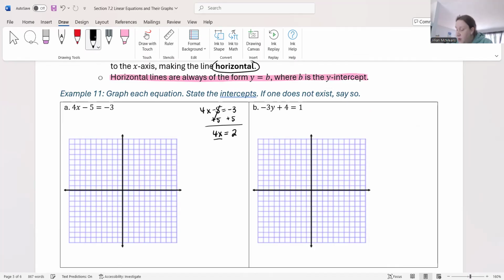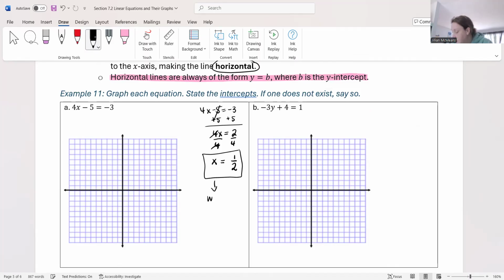And then with the 4, I need to divide both sides by 4. I need to undo that multiplication of 4 and x. So I divide both sides by 4. 4 divided by 4 is 1. 1 times x is x. And 2 divided by 4 is 1 half. Okay, so we have an equation that has only an x.